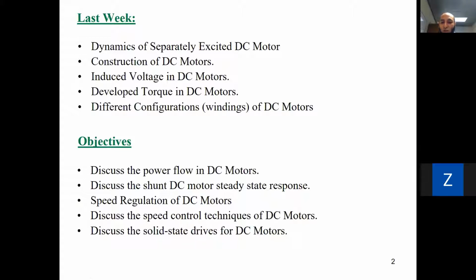Today, inshallah, we'll continue discussing the power flow in DC machines, discuss the shunt and separately excited performance, and also discuss the performance of the series DC motor. Then we'll discuss the speed regulation, the speed control of DC motors, and the power electronic converters used for controlling DC motors.